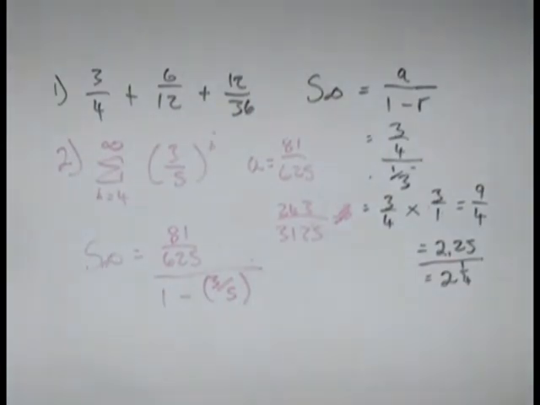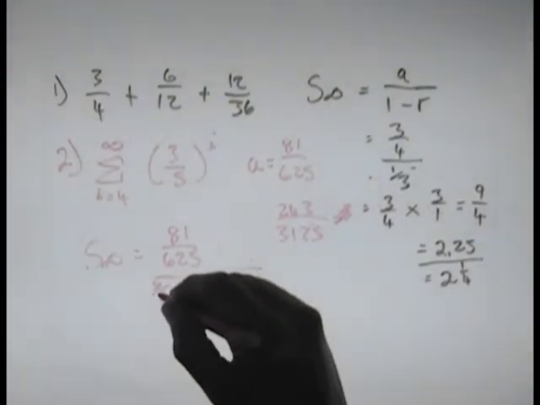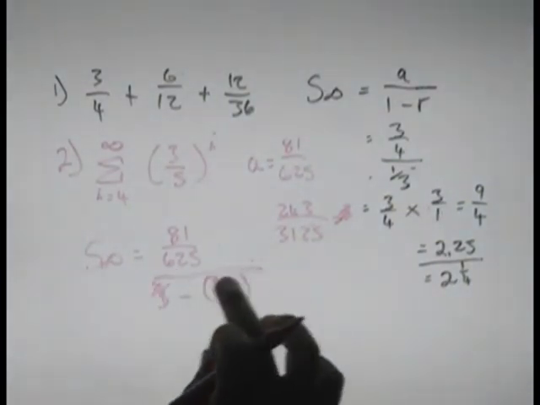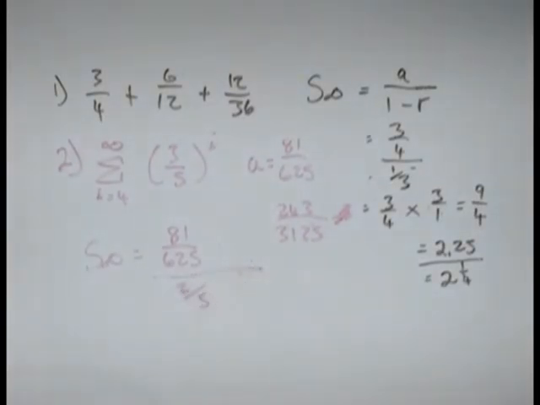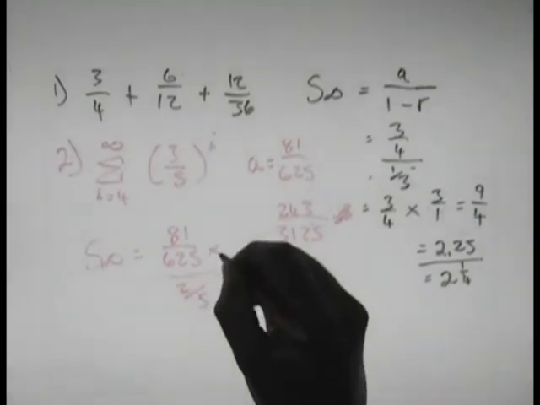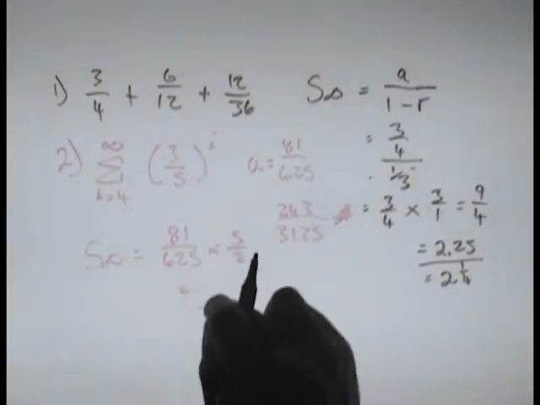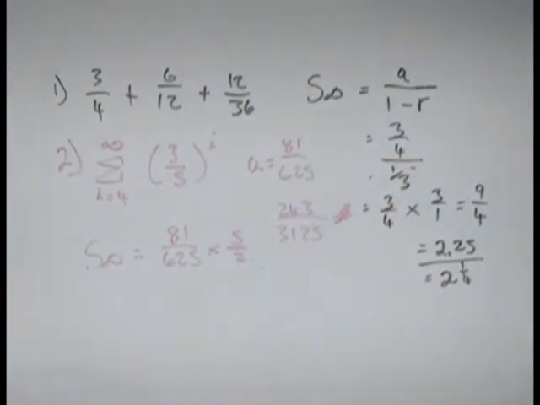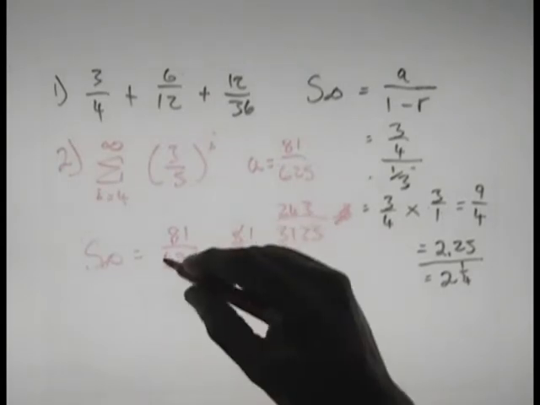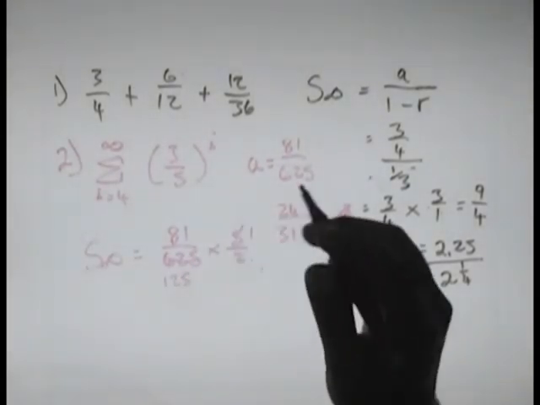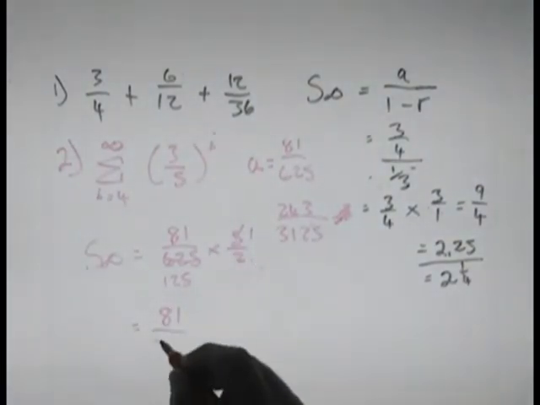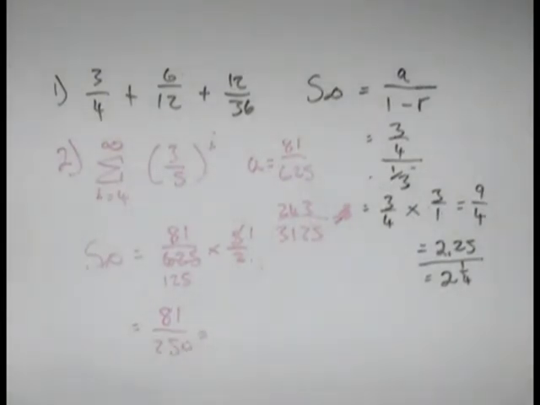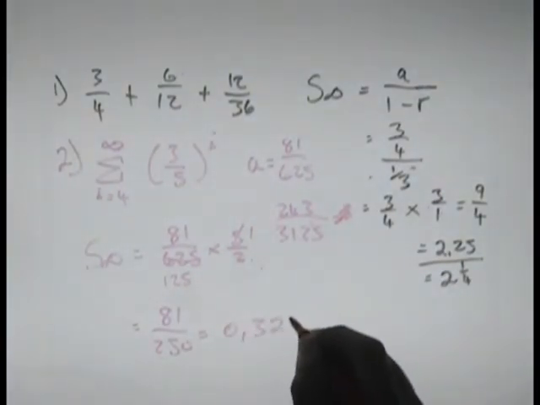1 minus 3 over 5 is the same as 5 over 5 minus 3 over 5. 5 minus 3 is equal to 2 over the common denominator of 5. So isn't that the same as saying multiplied by 5 over 2? I just divided and then tipped and times. 5 into itself once, and into 625 it goes 125 times. That means my sum to infinity in this case is equal to 81 over 250. 81 over 250 is equal to 0.324.